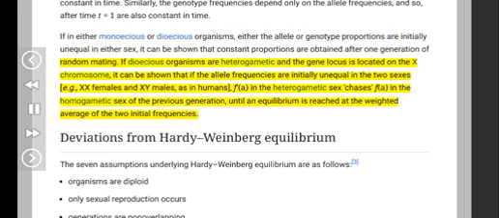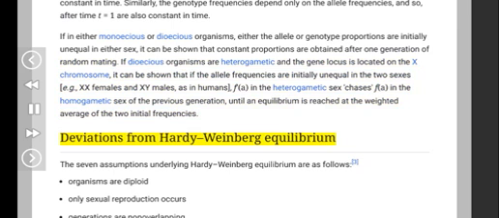If dioecious organisms have a gene locus located on the X chromosome, it can be shown that if the allele frequencies are initially unequal in the two sexes, e.g., XX females and XY males, as in humans, then the frequency of A in the heterogametic sex chases the frequency of A in the homogametic sex of the previous generation, until an equilibrium is reached at the weighted average of the two initial frequencies.